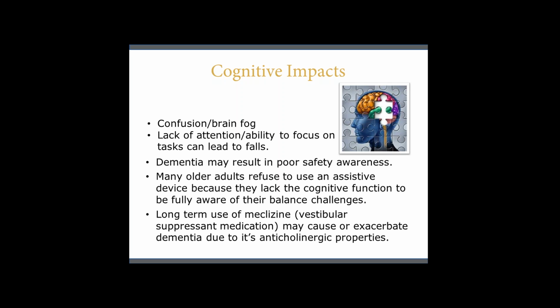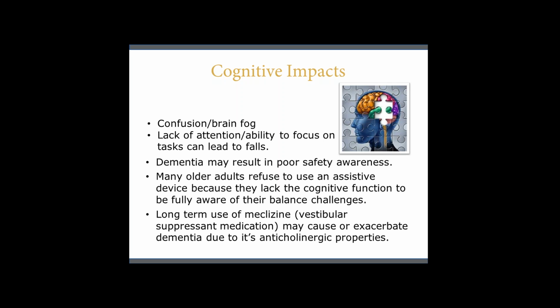So we really want to be digging deeper into differential diagnosis for any of our older adults that are presenting with confusion, brain fog, lack of attention and ability to focus, and then just understanding the role that cognition plays as far as, you know, people that are overly confident and they don't respect the limits of their balance. They need some education about their fall risk.